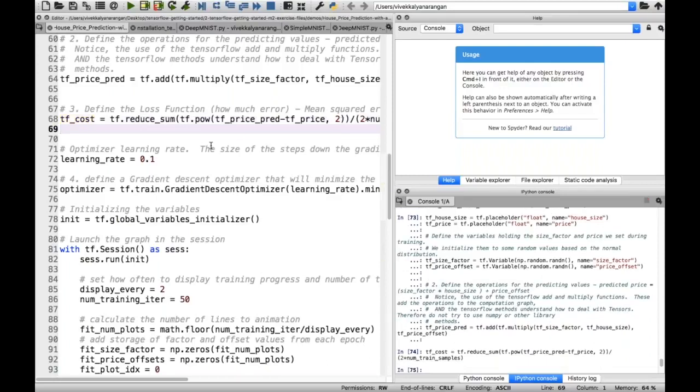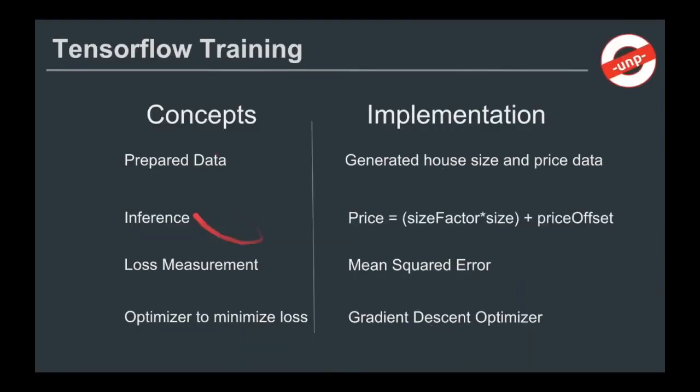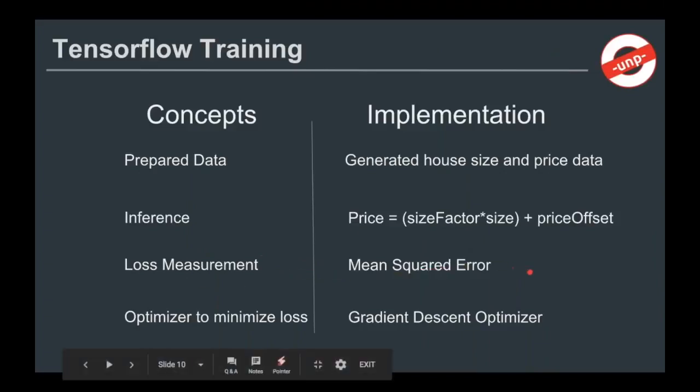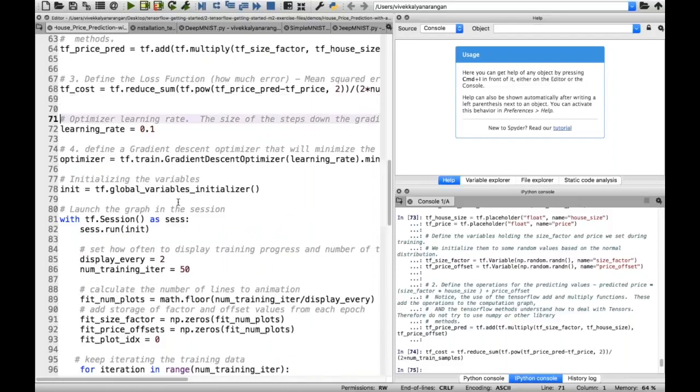Okay, so the loss is also done. So we've prepared our data, we've drawn the inference, we've built this computation graph, we have written code to measure errors. Finally, we are going to optimize. So this is where the real magic happens. I'm going to set the learning rate to 0.1. So this learning rate is the rate at which you want to learn.